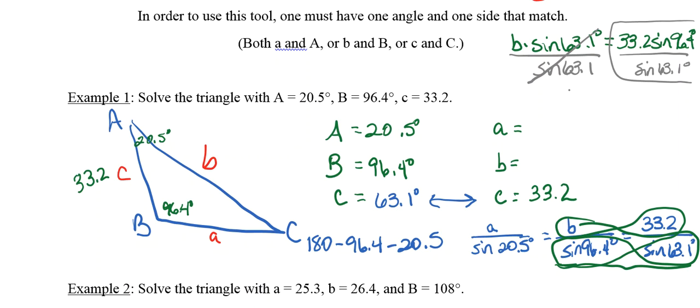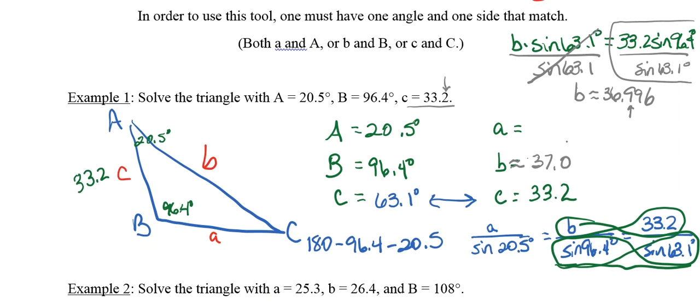And when you plug it in, you should get that b is approximately... You want your answer for b to the nearest tenth. And I got 36.996. So to the nearest tenth, it's actually going to round all the way up to 37.0.